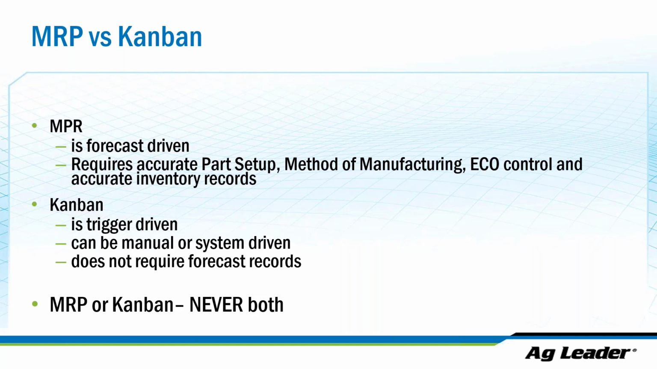But the thing with MRP is it's forecast driven. Obviously it requires your part setup, your method of manufacturing. You should have ECO control and accurate inventory records. MRP is driven by that, and MRP will give you your job suggestions and your PO suggestions. The Kanban system is trigger driven. You don't have to technically use data in Epicor if you have it as a manual driven Kanban system. You don't use forecast records when it's trigger driven. It strictly goes by your inventory levels, or whatever your trigger is at that point.